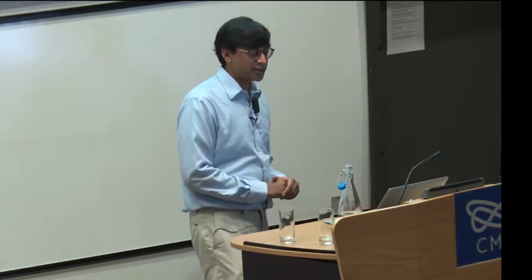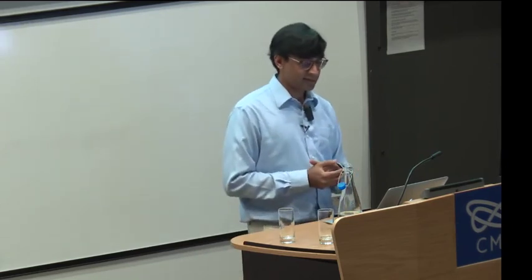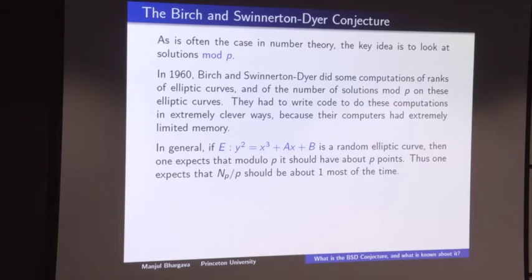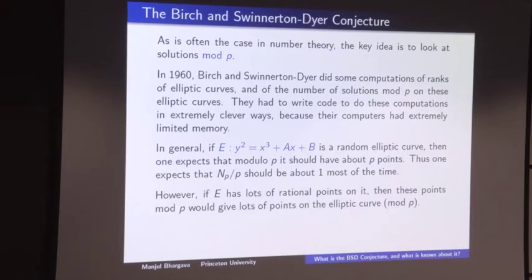So let N_p be the number of mod p solutions. What we're saying is that one expects N_p over p to be about 1 most of the time, because the number of mod p solutions you expect to be about p. But here's the thing: if E has lots of rational points on it, then you can take those rational points and reduce them mod p. Remember, it makes sense to reduce even a rational number mod p, because mod p forms a field. So even if there are denominators, you can still reduce mod p as long as there are no p's in the denominators.